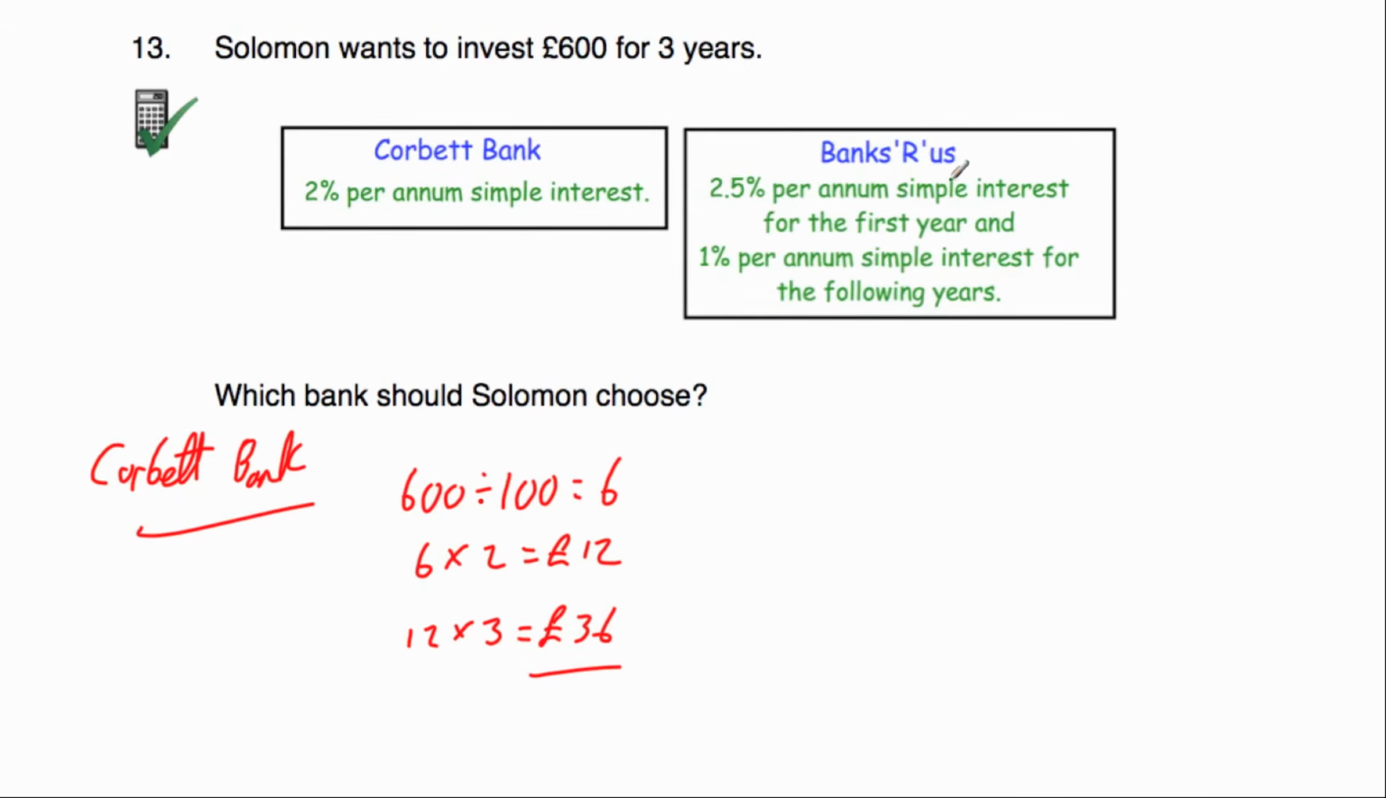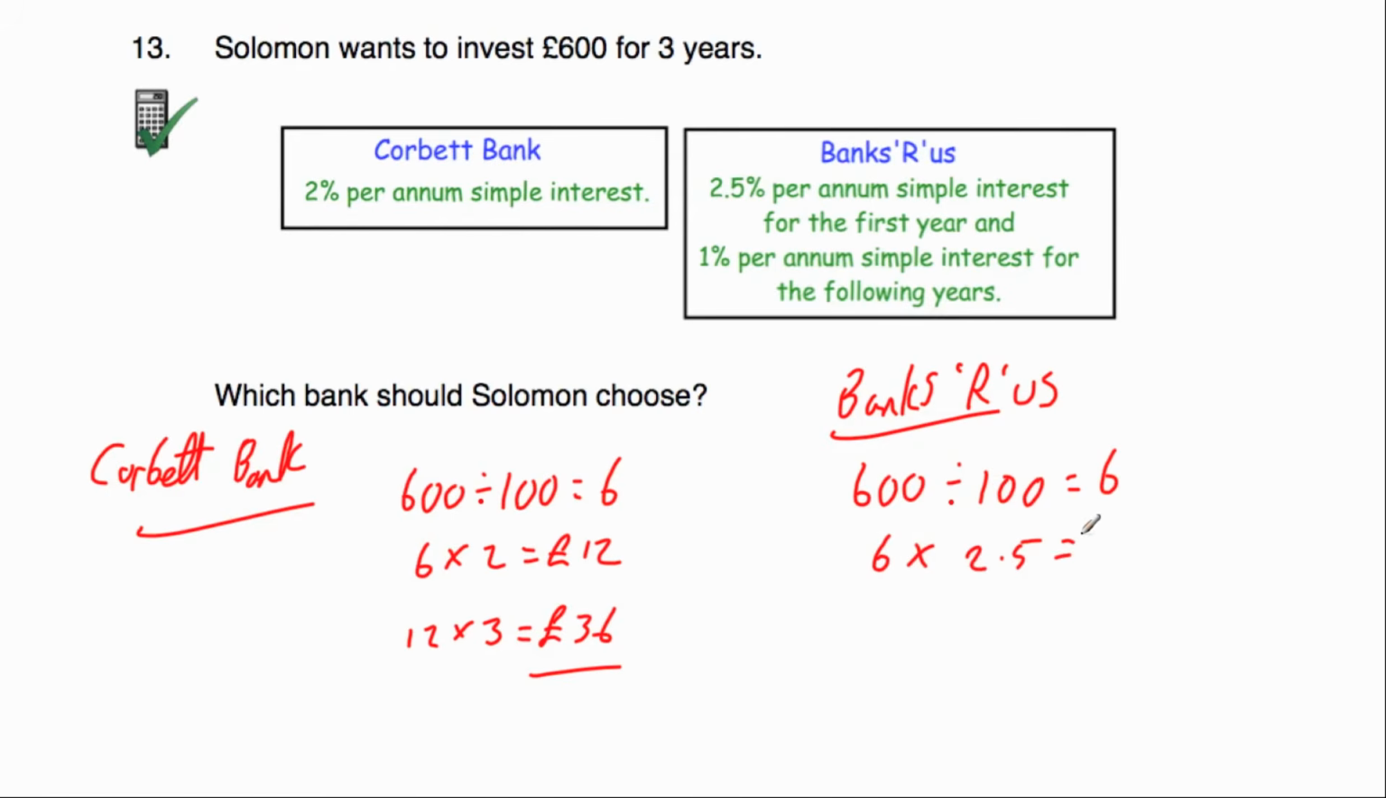Okay, Banks R Us. So Banks R Us pay 2.5% per annum simple interest for the first year. So let's work out for Banks R Us how much he would have at the end of the first year. So we want to work out 2.5% of 600. So we'll take our 600, divide by 100, that's equal to 6, and then take our 6 and multiply it by 2.5, and that'll tell us how much interest he earns in his first year. So 6 multiplied by 2.5 is equal to 15.